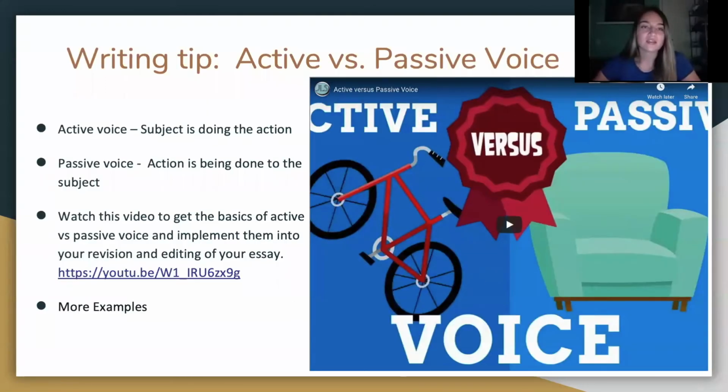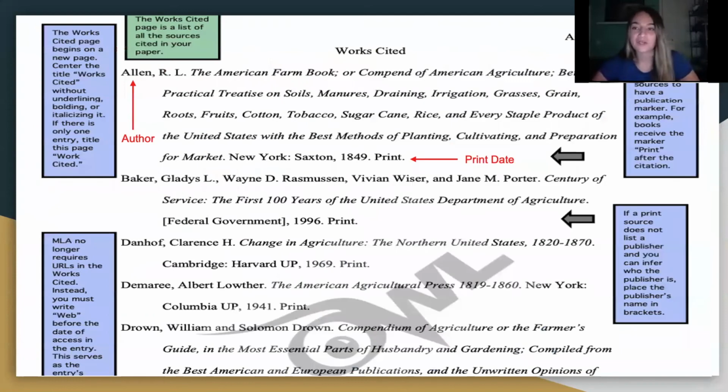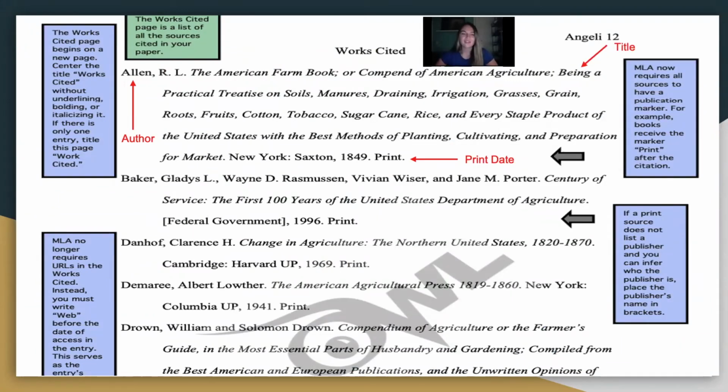This is a typical MLA works cited, and usually the author is stated first, the last name of the author, and then the first name of the author as well. We want to make sure that we put the date and also your last name and page number on the top. Do you have anything else to add on there?